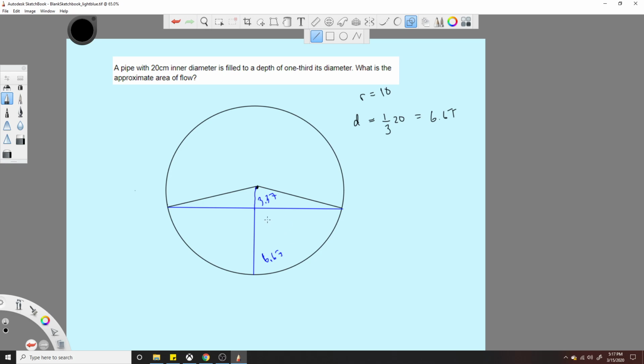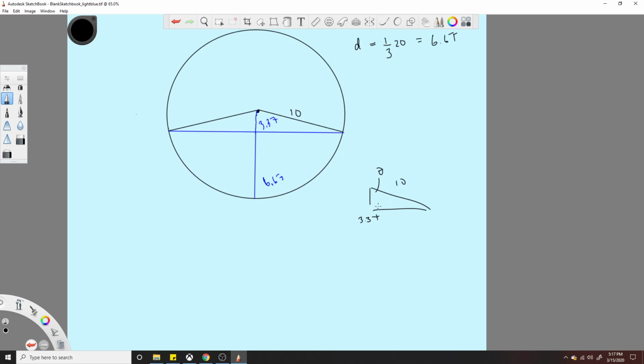The first thing we can do is find this length here. I guess we don't need that length. Let's find this value theta. Excuse me. So we know this is 10 too, right? So now we have a right triangle that looks something like this: 10, 3.37, and we're interested in this value of theta, right?